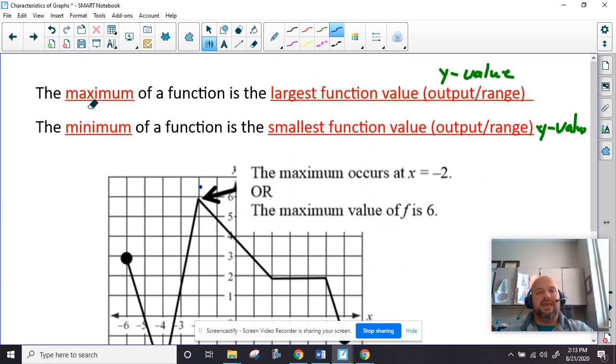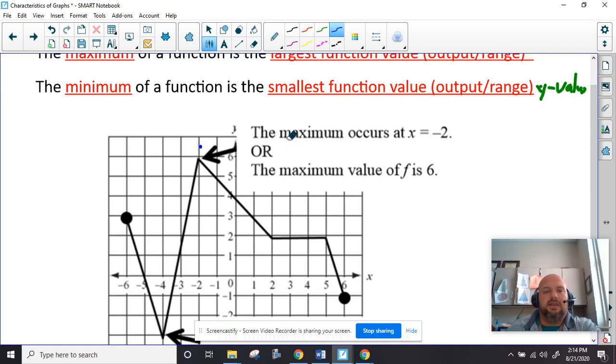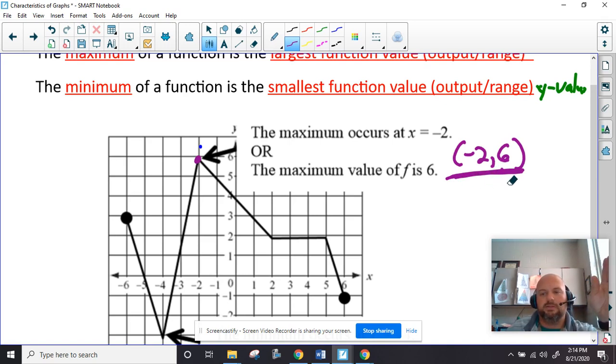Okay, now the maximum. The maximum of a function is the largest value, remember, of your output or your range. All right, the minimum is the smallest function value. Again, output, range, that's your y value. Right here, it says the maximum occurs at x equals -2. If this is my highest point, I'm going to say my max is (-2, 6). And that's kind of how I want you to do your max. I want you to do your max as a coordinate point.